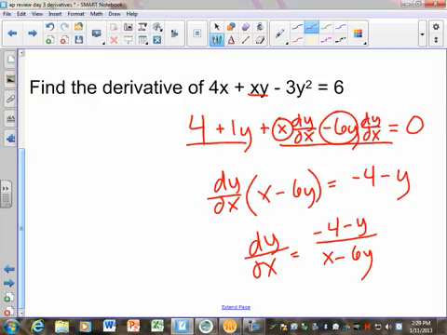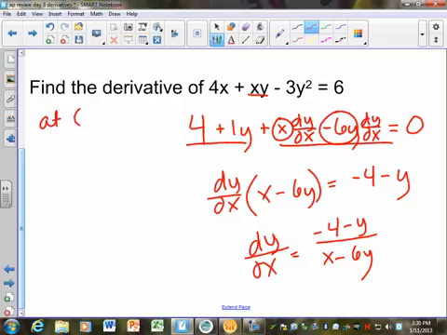And that is the derivative. What if they ask you to find a derivative at a specific point, like for this one? If it said find the derivative at the point (1, 2), it's just like finding the derivative at a point when it's just x, except you have to plug in 1 for x and 2 for y and simplify that.